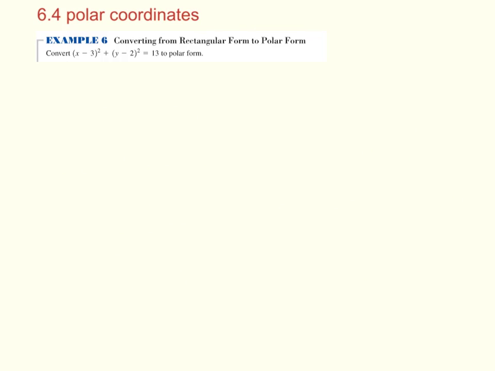Okay, converting from rectangular to polar again, but this time a little bit more of a complicated equation. We've got x minus 3 squared plus y minus 2 squared equals 13, and we're trying to get that into polar form. We'll just take it step by step.